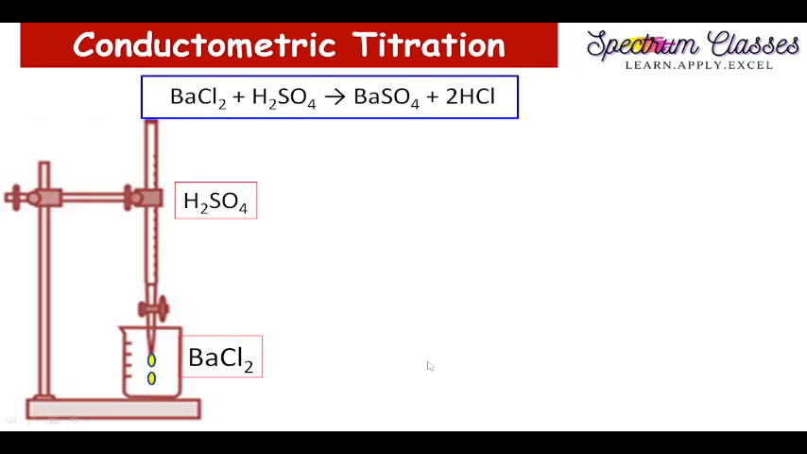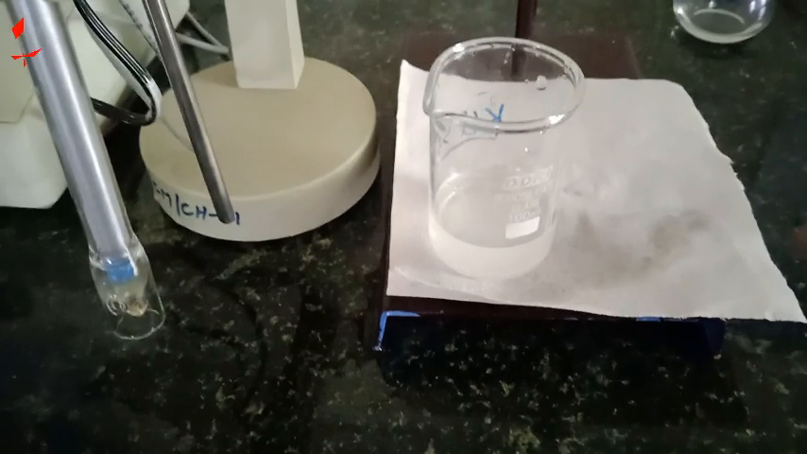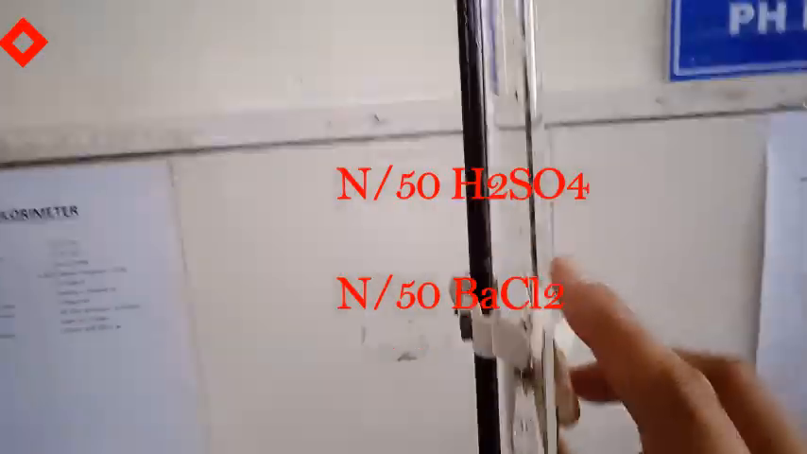Right now the reaction which is going to happen in this particular titration is barium chloride on reaction with H2SO4, it forms barium sulfate and 2HCl is formed. So I have taken barium chloride in the beaker and H2SO4 in the burette. So here is barium chloride and in the burette it is H2SO4. You can do reverse also.